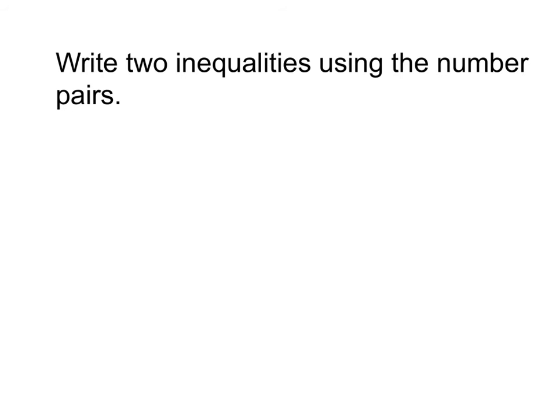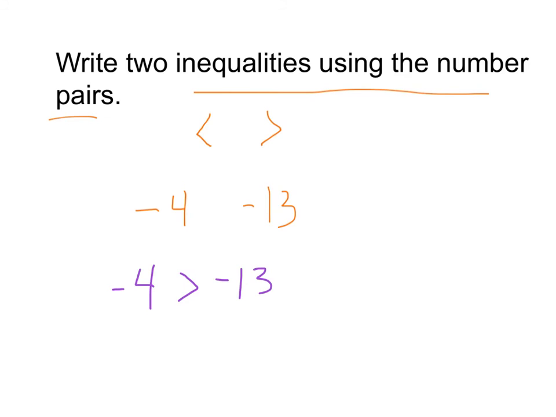One last thing you'll be asked to do is to write two inequalities using the number pairs. Let's just say we have this number pair, negative 4 and negative 13. Remember, inequalities have a greater than or less than sign. I know that negative 4 is greater than negative 13 because it's closer to 0. When you're dealing with negative numbers, remember the closer to 0 you are, the bigger the number. So one of my inequalities that I might write would be negative 4 is greater than negative 13.